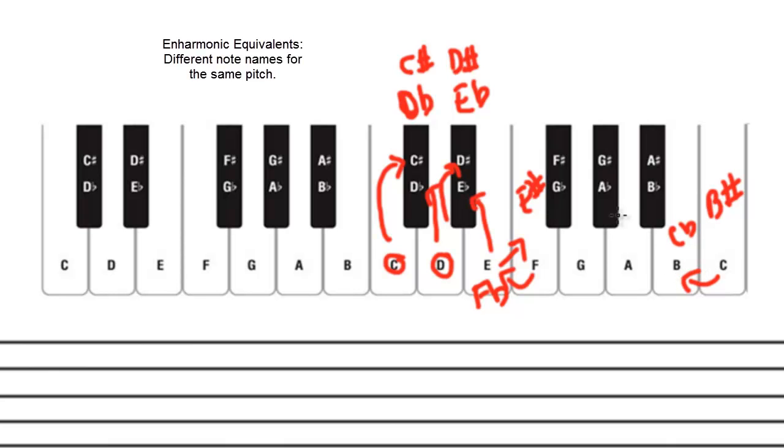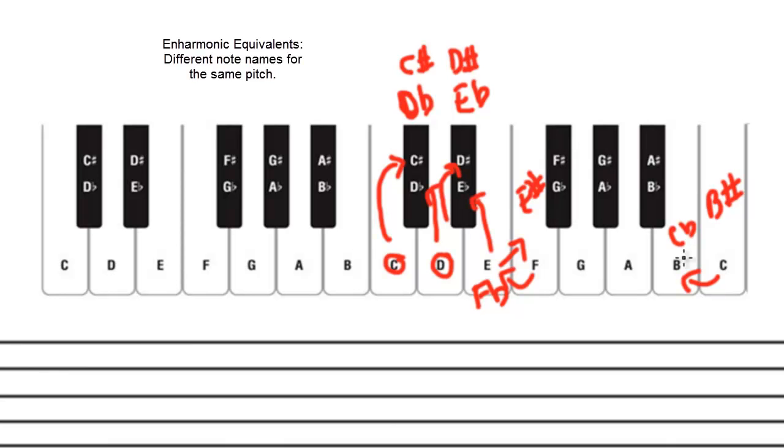Alright, and now you can see on each of these black notes you have 2 names. For this one we have F sharp and G flat, we have G sharp and A flat, A sharp and B flat. Each of these pairs again are called enharmonic equivalents because it's the same note but it has 2 different names.